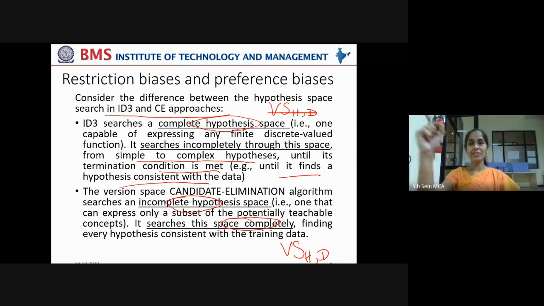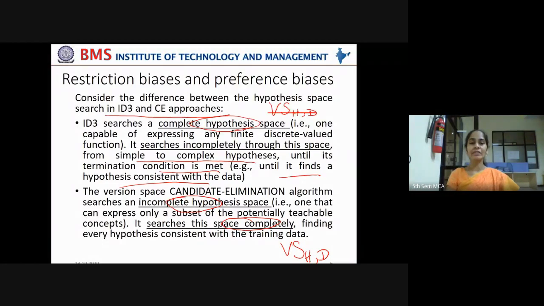It searches each and every hypothesis. It tries to find whether each and every hypothesis is consistent with the training examples. If any hypothesis is found to be not consistent, that hypothesis is eliminated from the hypothesis space. That is why it is called the candidate elimination algorithm. Got it now? Now let me read once again. ID3 searches a complete hypothesis space. It contains all possible solutions and it searches incompletely through this space by considering only simple decision trees.